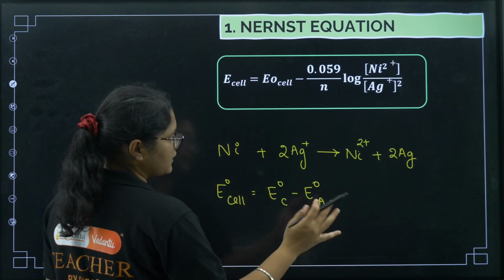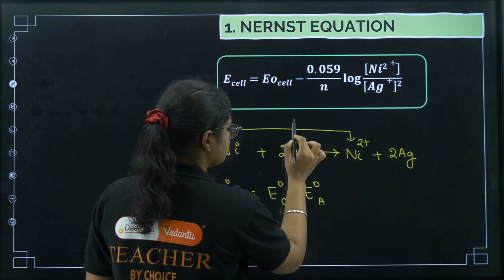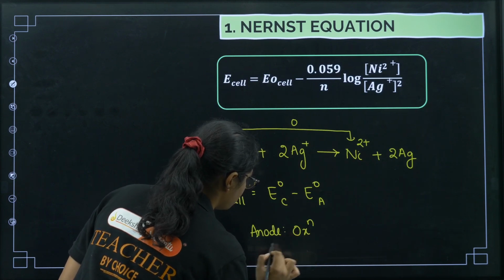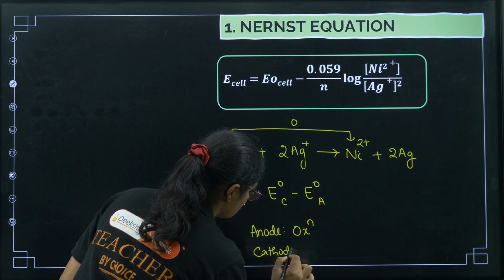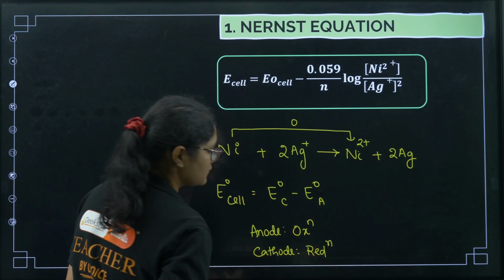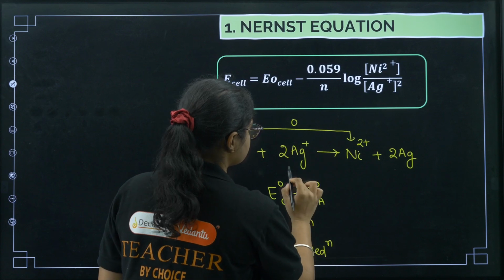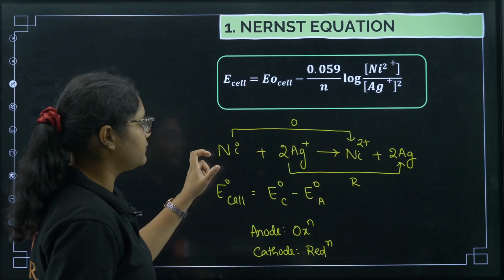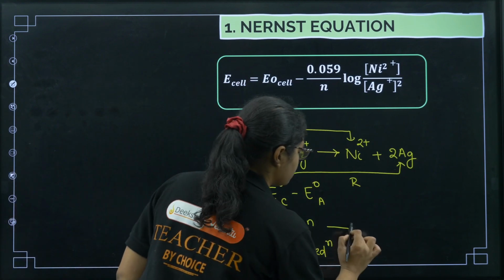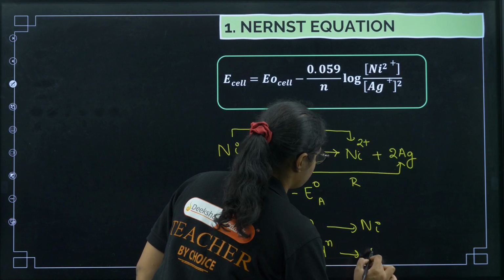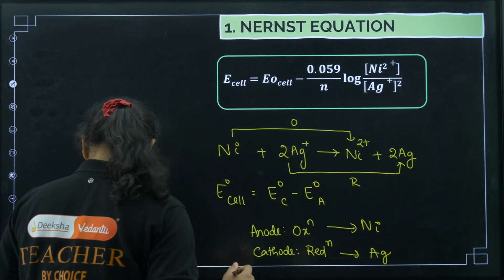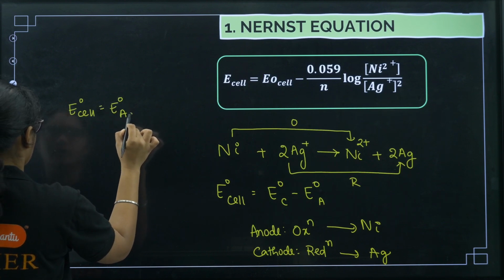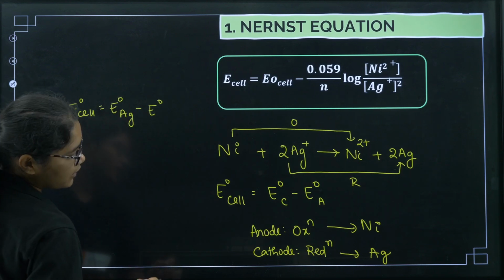Okay, so how will you identify which is cathode or anode? Here oxidation is taking place, right? Always remember, anode is the one where oxidation takes place, and cathode is the one where reduction takes place. So we have Ni going to Ni2+ as oxidation and 2Ag+ going to 2Ag as reduction. So I can say that here nickel will be the anode and silver is the cathode. If I want to calculate E naught of this particular cell, that will be E naught of silver minus E naught of nickel.